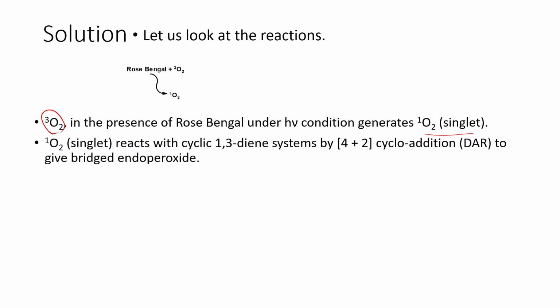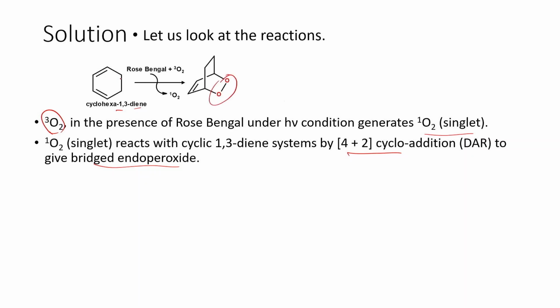Once this singlet oxygen is formed, this is a highly reactive species. So we have a 1,3-diene that is present here. When we have a 1,3-diene, that will undergo a 4+2 cycloaddition reaction, or basically the Diels-Alder reaction will be carried out under these photochemical conditions. So we will end up with a bridged endoperoxide. That is the product that will be formed.